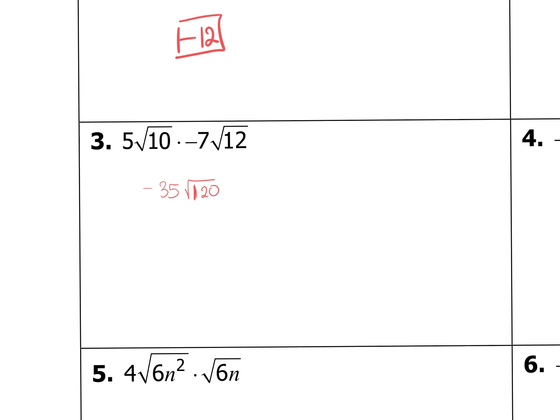All right, so we have to simplify square root of 120. So I'm going to break 120 into square root of 4 and square root of 30, because 4 times 30 is 120. And I know my square root of 4 is 2. So negative 35 times 2 will be negative 70. Well, square root of 30, I cannot make it a perfect square. Okay, 15 times 2, none of them are perfect squares. 3 times 10, none of them are perfect squares. So square root of 30 is still square root of 30. We'll leave it like that.